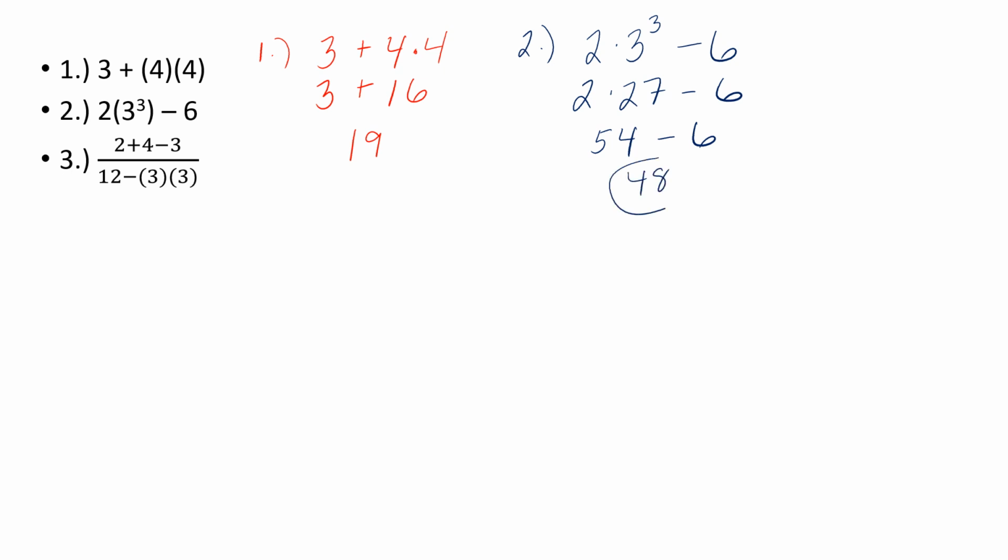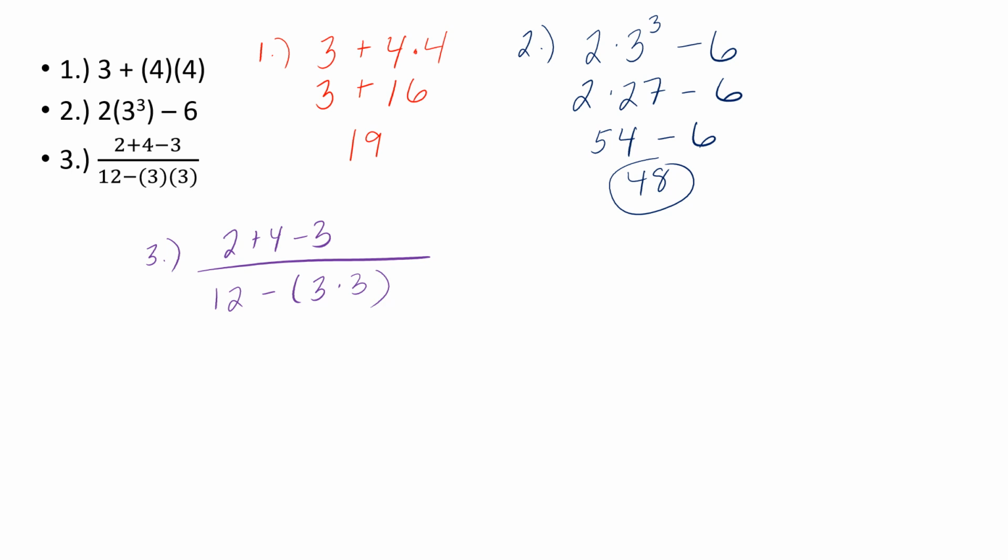Okay, and so we want our answers to land at the bottom of our work, and anyone who's looking at our work can see what we did from step to step. And that way, if you do make a mistake, it'll be easy for your teacher to see where you made it. Okay, number 3, we have 2 plus 4 minus 3 in the numerator, and then 12 minus, we'll change it up, 3 times 3 in parentheses.